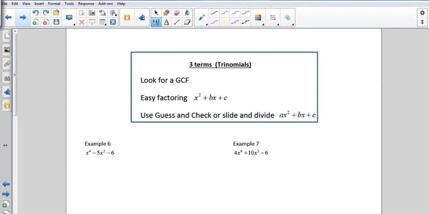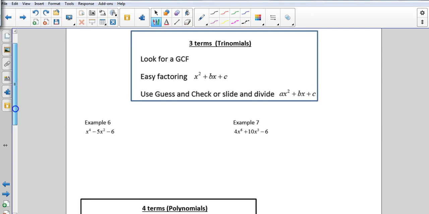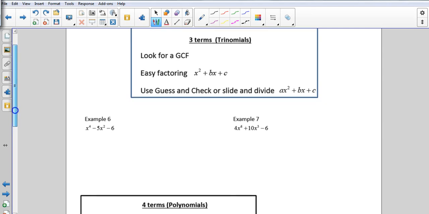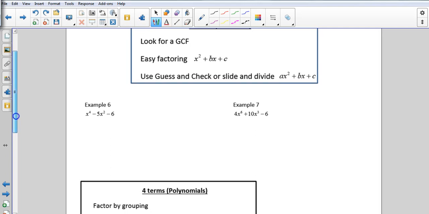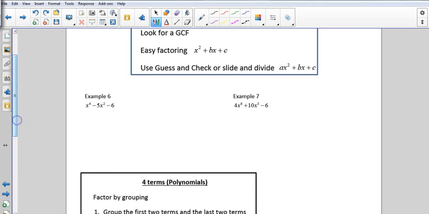Okay, so trinomials. Look for a GCF, easy factoring, or use guess and check or slide and divide, or the AC method if you watch the video. And once again, factoring is not going away. So if you are not comfortable with guess and check, go to the video from Unit 2 called, I believe, Alternative Factoring Examples or Methods or something like that. But the video is on there.